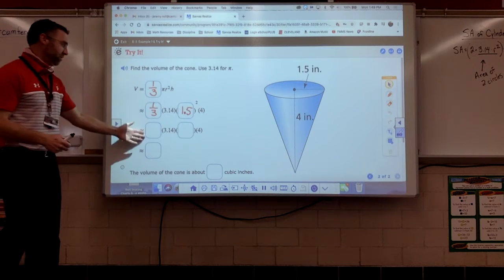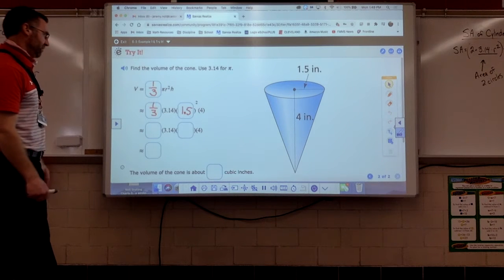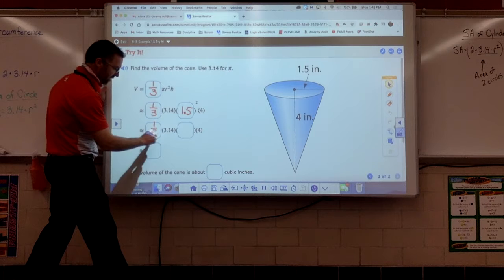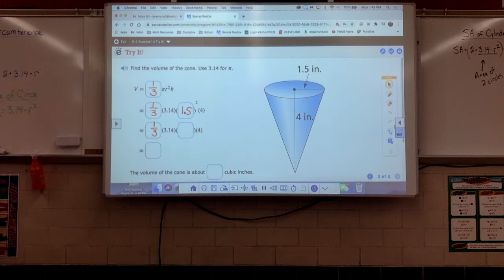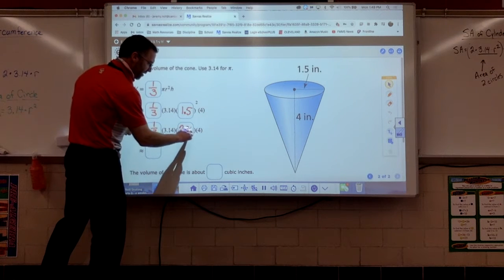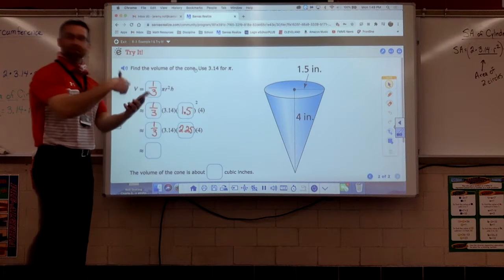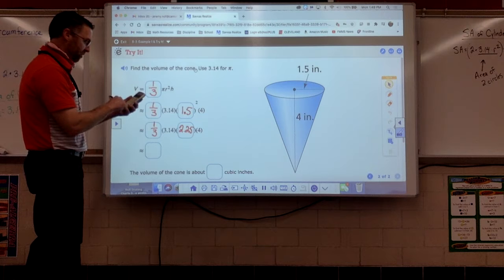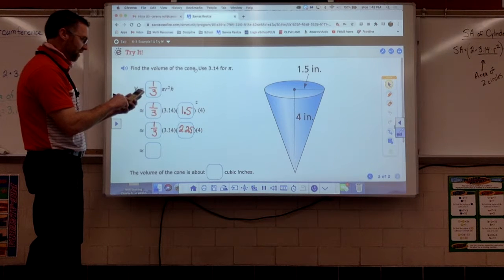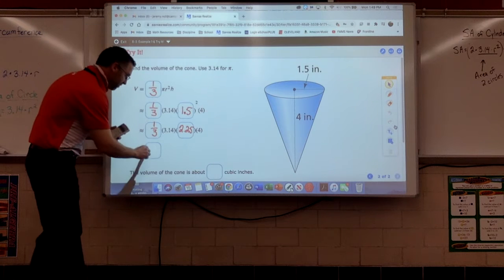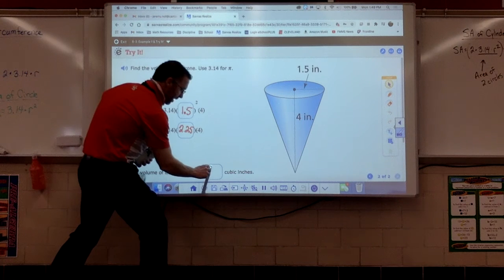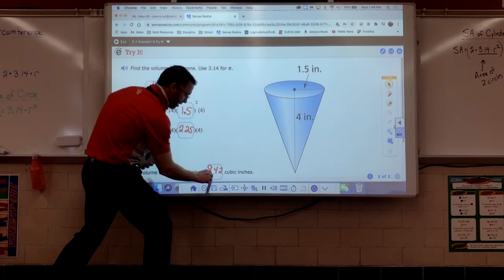Okay. Next up. I know what they want. 1/3 staying there. 1.5 squared. I think it's 2.25. It is. Yes, this is 2.25. Next up says use your calculator and calculate. So 1/3 times 3.14 times 2.25 times 4. It's approximately 9.42. The volume of the cone is about 9 and 42/100 cubic inches.